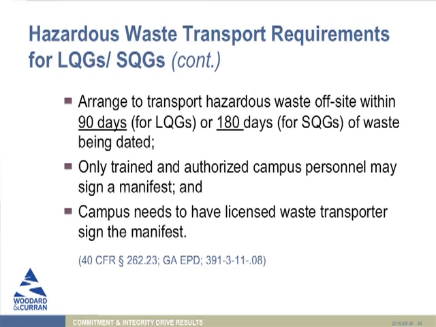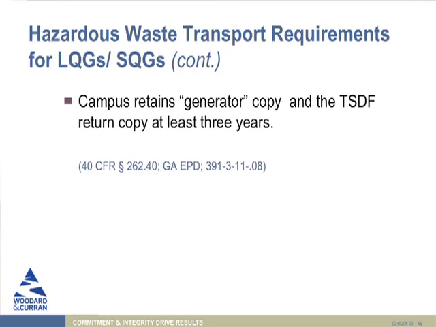You need to make sure that those shipments are going out frequently enough that you're meeting those deadlines for not holding the waste longer than you're supposed to. Again, only someone who's been trained and authorized may sign that manifest. You need to keep a copy of that manifest for at least 3 years. So when we audit, we're going to look for 3 years' worth of manifests. That's what an EPA inspector or an EPD inspector would typically look for.